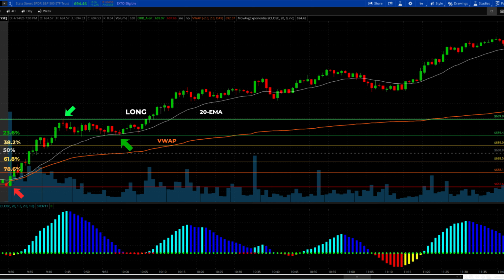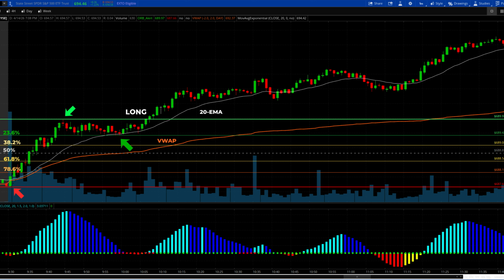Stop placement. Traders often place stops slightly beyond the next Fibonacci level. For example, if entering at 38.2%, a stop may go below 50% or 61.8%. Profit targets. Some traders use Fibonacci extensions for targets, but retracements can also guide partial exits.